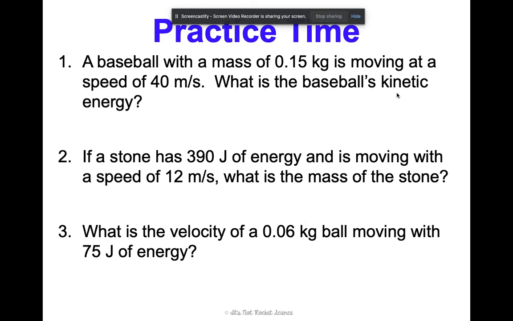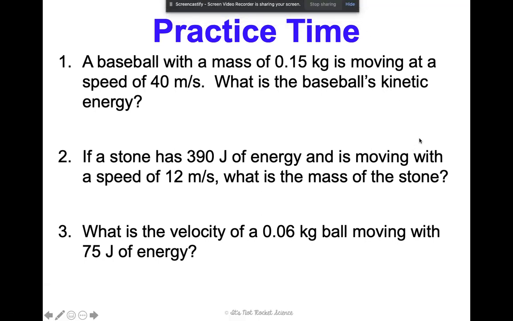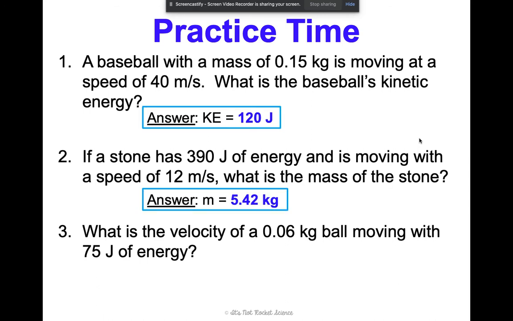Now I'm going to have you practice this. Here are 3 different examples. Do your best, come back, and I will have the answers for you. All right, here are the answers for 1, 2, and 3.